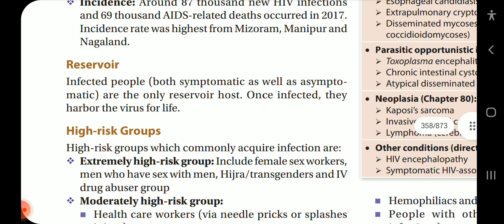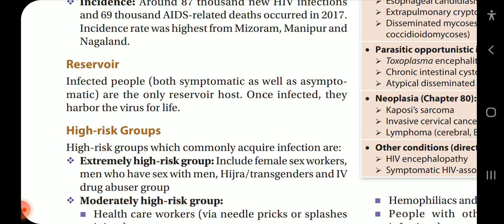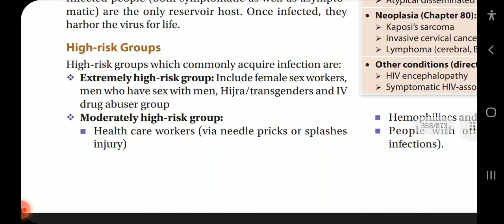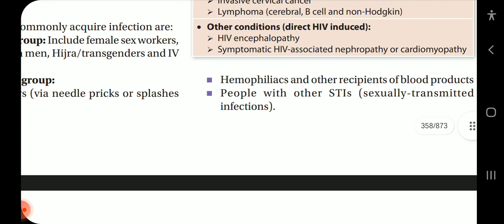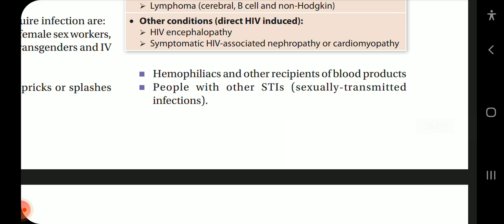Now comes the reservoir. Infected people, both symptomatic as well as asymptomatic, are the only reservoir host. Once infected, they harbor the virus for life. High risk groups: extremely high risk groups which commonly acquire infection are female sex workers, men who have sex with men, hijra or transgenders, and IV drug abuser group. Moderately high risk groups are healthcare workers via needle pricks or splash injury, hemophiliacs and other recipients of blood products, and people with other sexually transmitted infections.